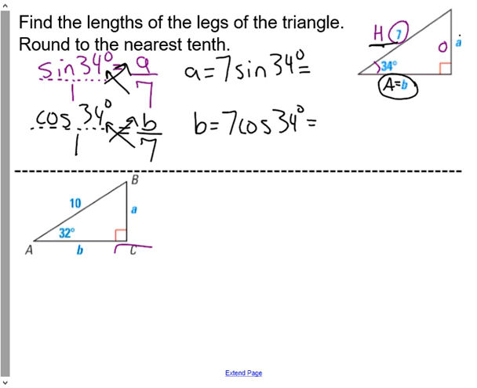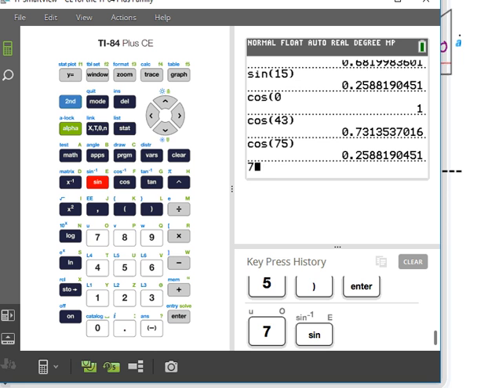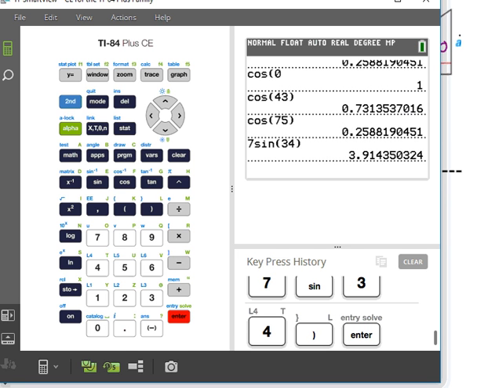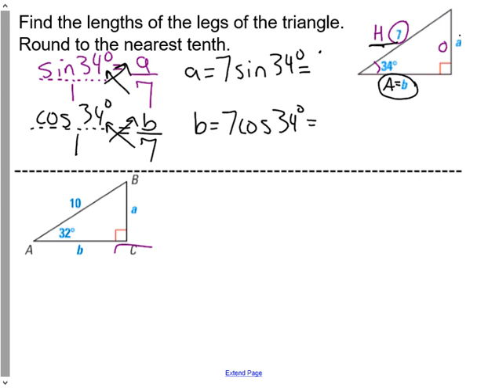And now we're going to plug those in. 7 sine of 34, 3.91. 7 cosine of 34, 5.8. So 3.9 and 5.8 are our answers.